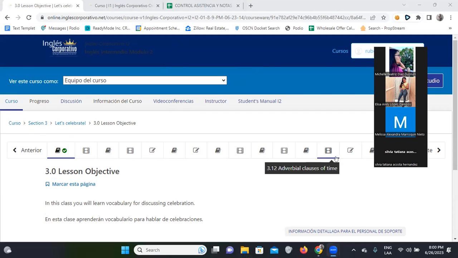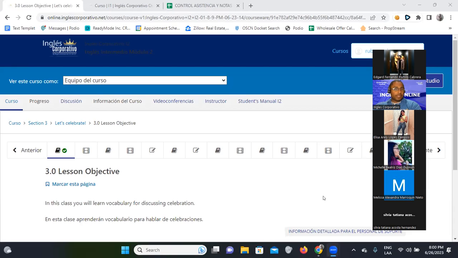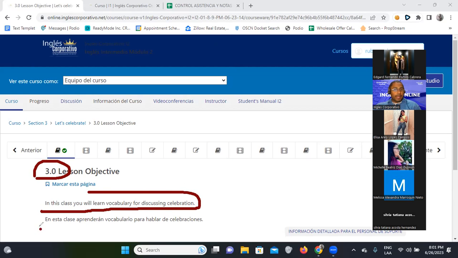Excellent. Let's look at the first exercise, which is going to be coming from section number 3.0. In this class, you will learn vocabulary for discussing celebration. So let's take a look at it.